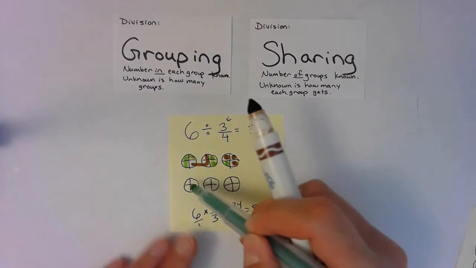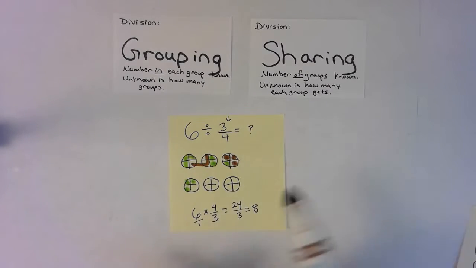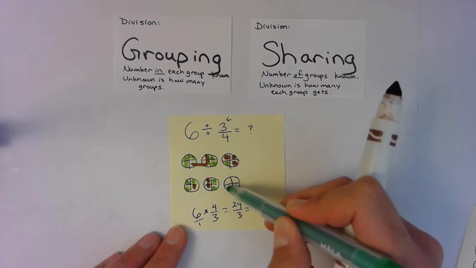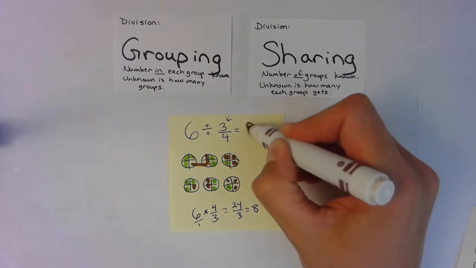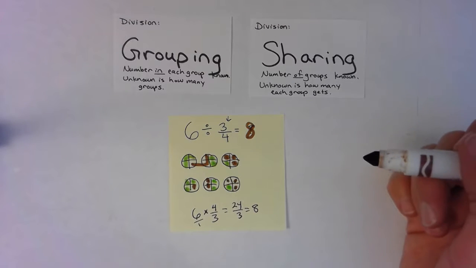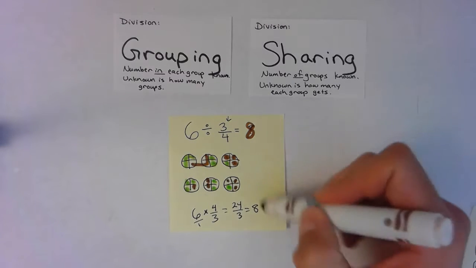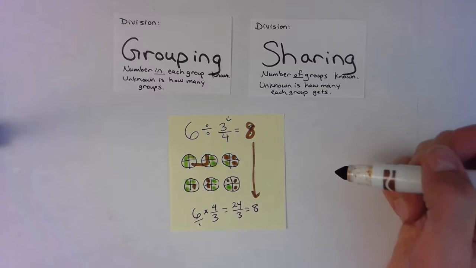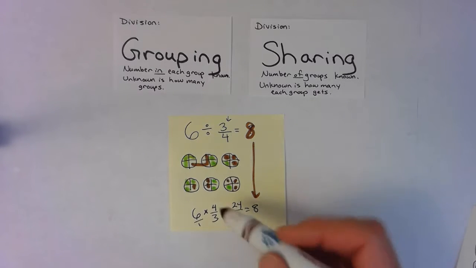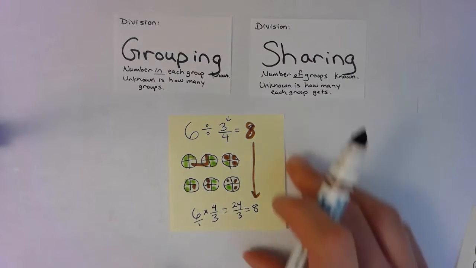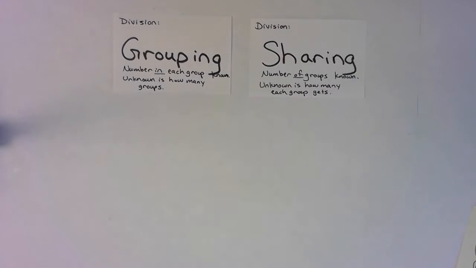4, 5, 6, 7, and 8. There are 8 3/4 in 6. Indeed, my answer matches that crazy weird algorithm that is so easy to mess up because is it the reciprocal of this one or this one? I don't know. Let's do another example.